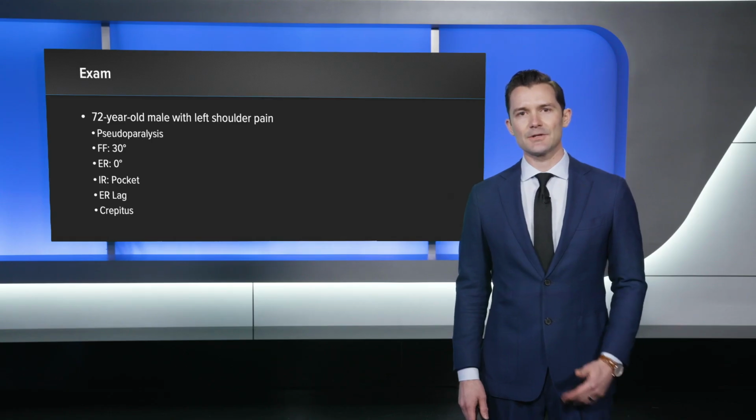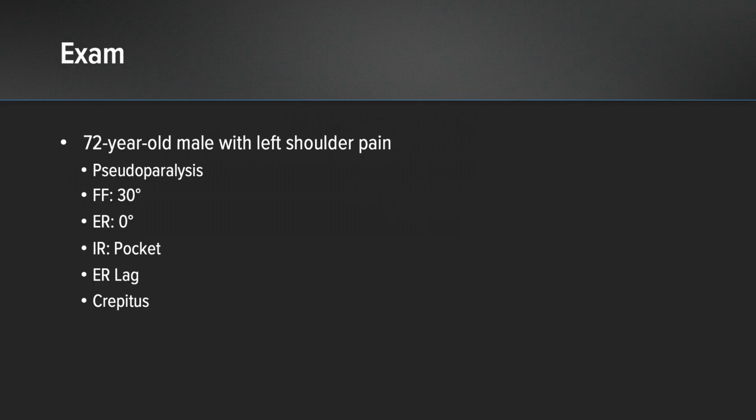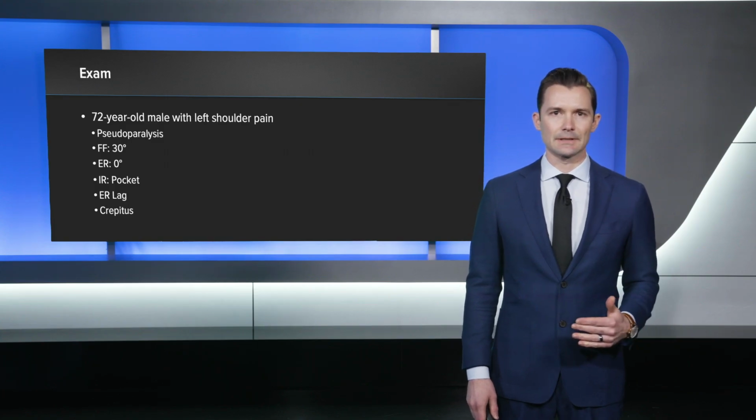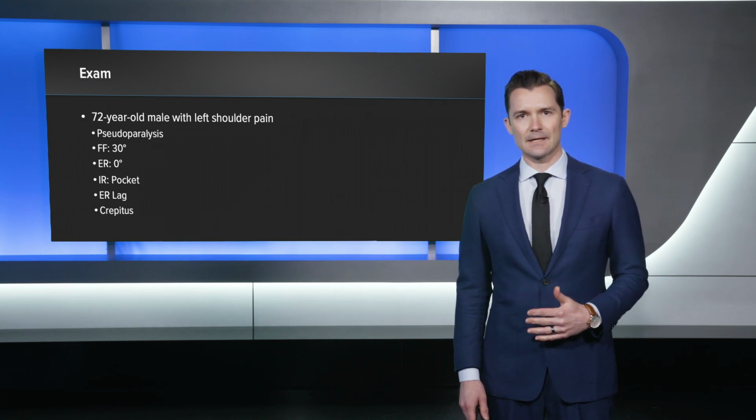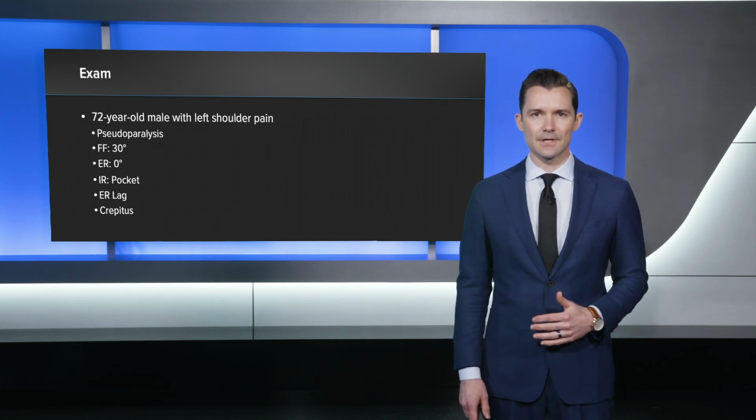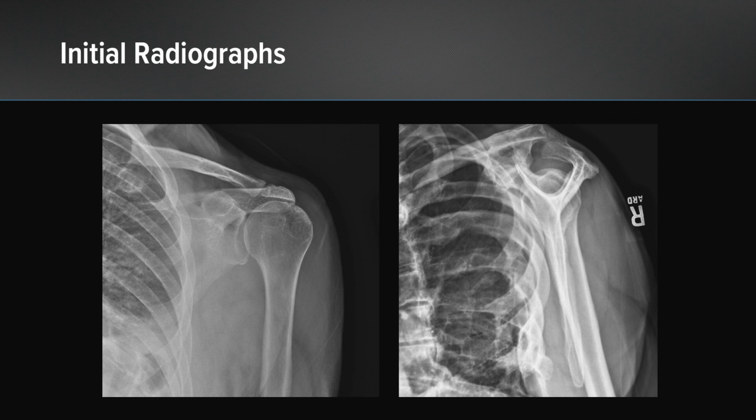On examination, he had true pseudoparalysis with decreased elevation of his shoulder, loss of external rotation, and was only able to internally rotate to his back pocket. He actually had an external rotation lag, signaling the fact that he had significant loss of the external rotators of his shoulder. His initial radiographs, as you can see here, demonstrate elevation of the humeral head with the beginnings of rotator cuff arthropathy on his x-rays.